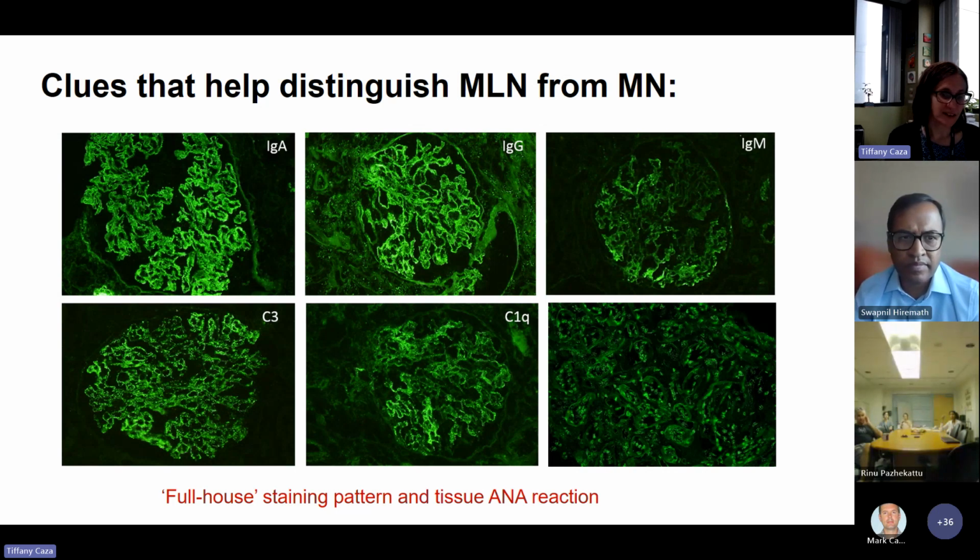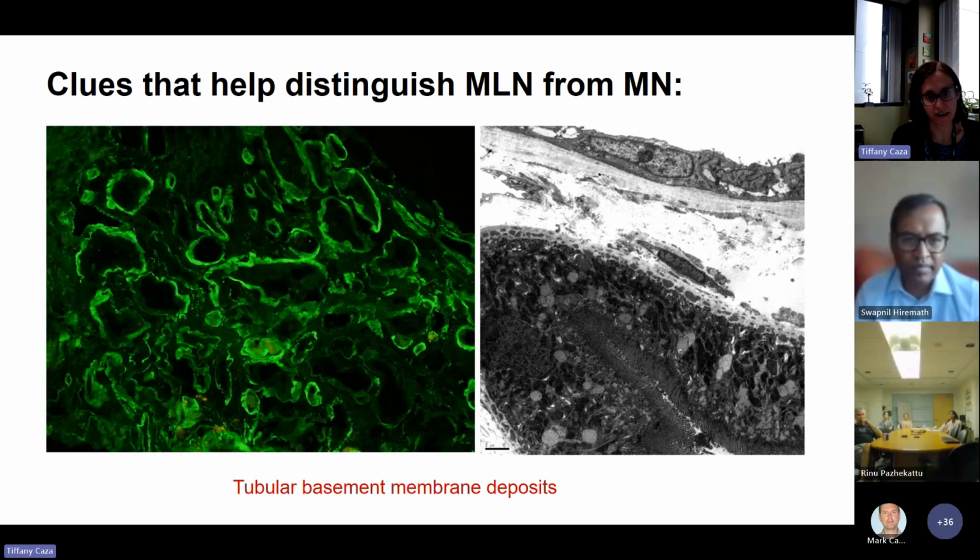Full house staining doesn't occur in all cases, but when seen, it's going to increase your suspicion for membranous lupus nephritis. Extraglomerular staining would be another reason to increase your suspicion. And here we have tubular basement membrane deposits, and this is IgG by IF, and some electron-dense deposits ultrastructurally.